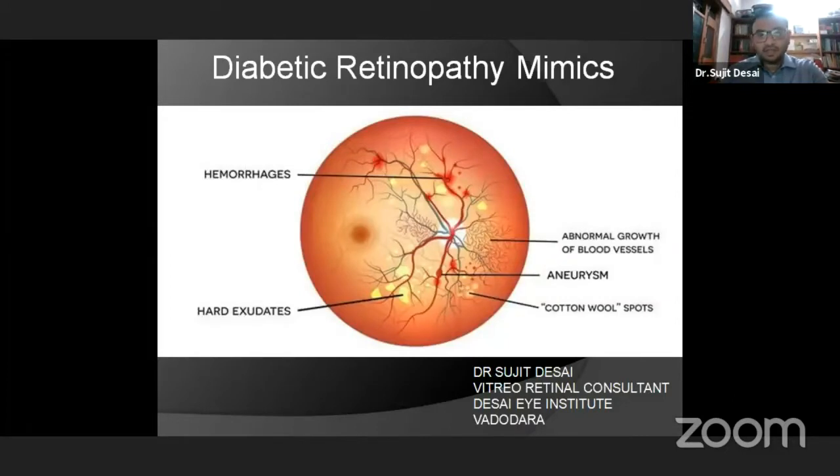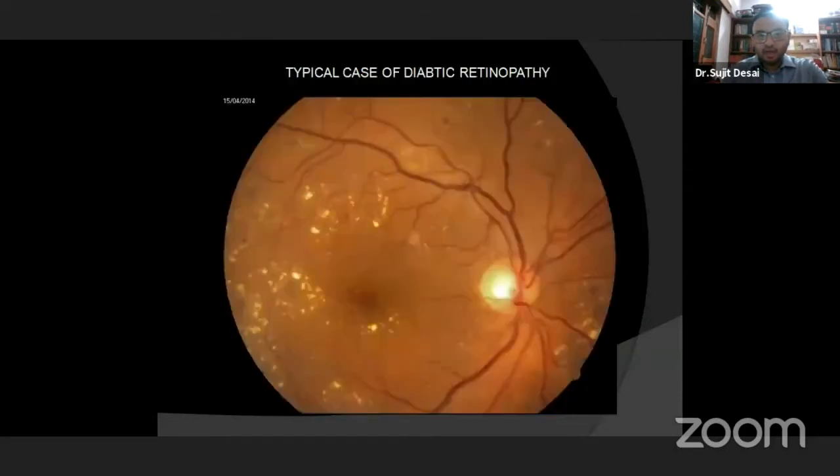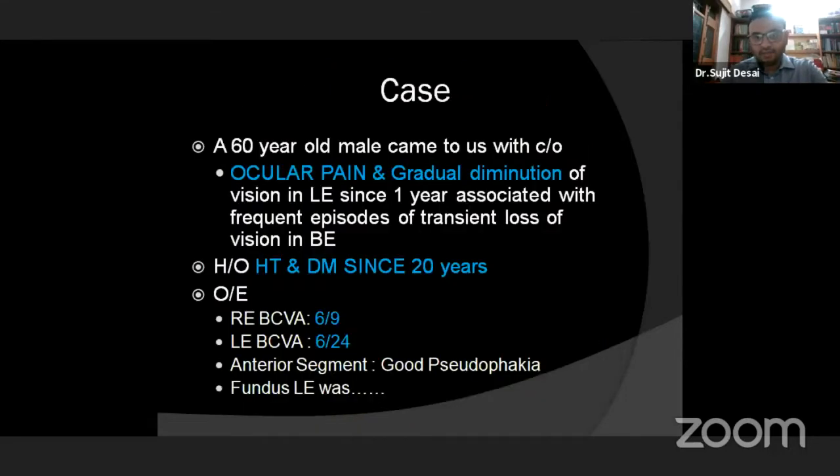So the topic is diabetic retinopathy mimics. Now the list is so long that I could go on endlessly about them, so I would just be elaborating one and then briefly covering a few more. I'm not going to compare the first case with a typical book picture of diabetic retinopathy.